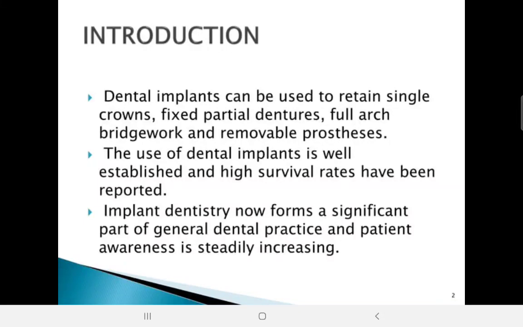In this video, we will study about the armamentariums used in dental implantology. Dental implants can be used to retain single crowns, fixed partial dentures, full arch bridgework, and removable prostheses. The use of dental implants is well established and high survival rates have been reported. Implant dentistry now forms a significant part of general dental practice and patient awareness is steadily increasing.